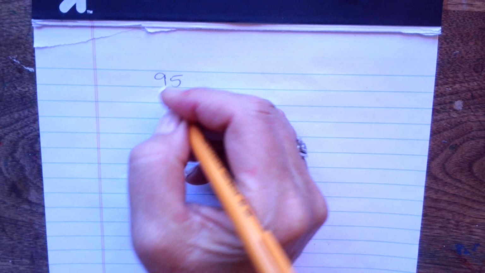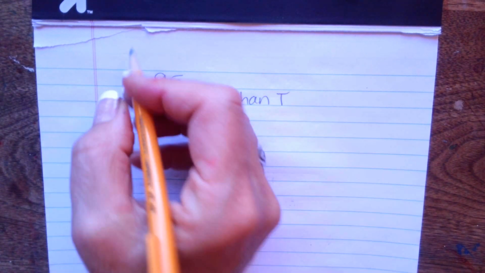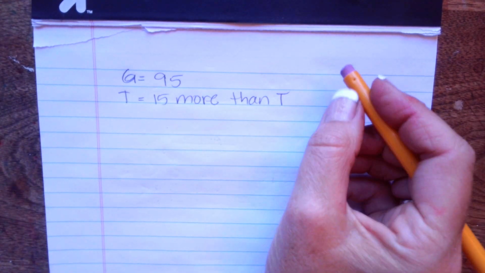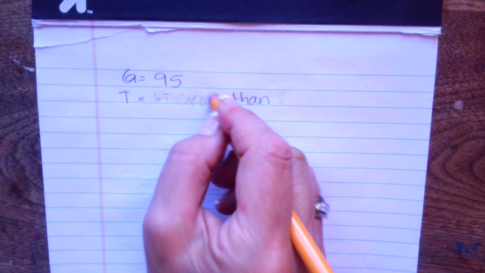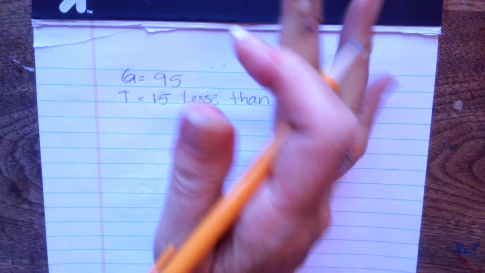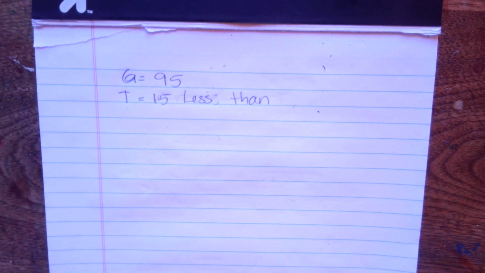Okay, so Gabrielle found 94 acorns on her nature hike. That is 15 more than Tommy. So we're just going to write that information out. Gabrielle, 95, and then Tommy equals 15 less, because Gabrielle found 15 more. So that means Tommy is 15 less than her. How many did Tommy find?